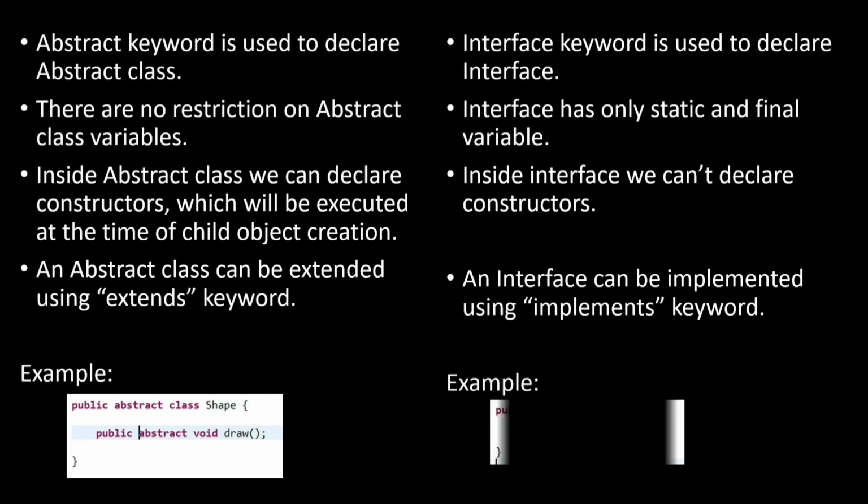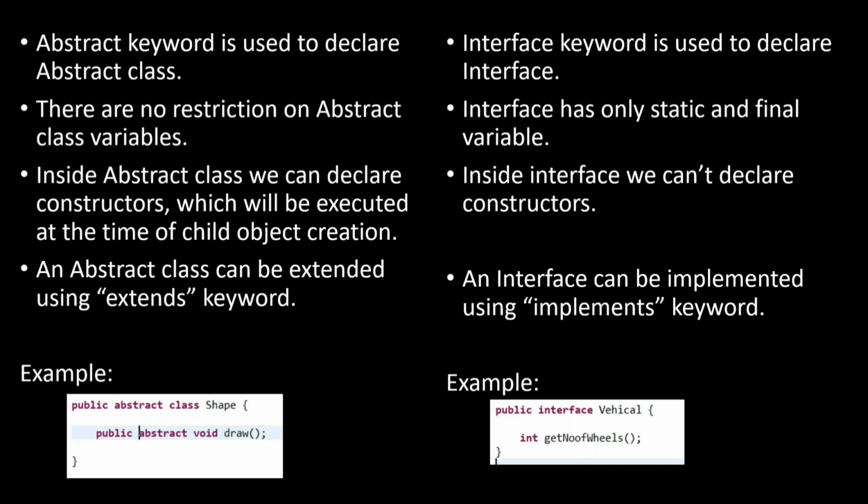Interface example. Here you can see Vehicle is declared with the keyword interface, that's why Vehicle is the interface in which we declare a method getNumberOfWheels.